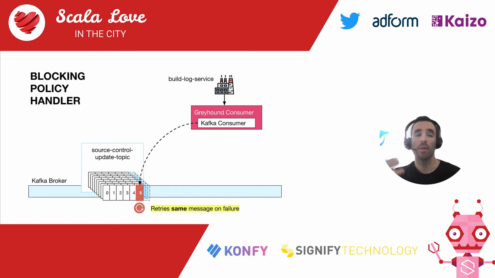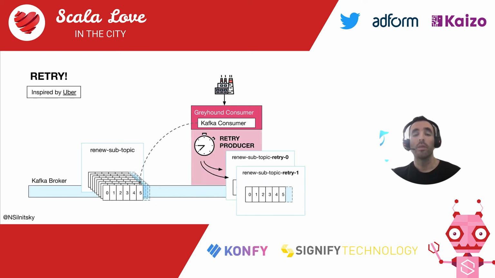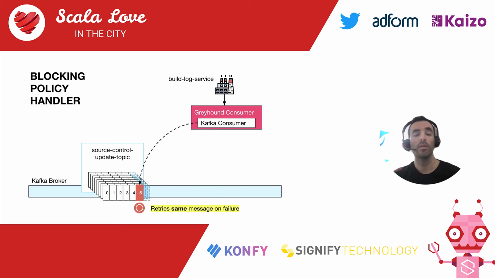Now, we also have a blocking retry policy because, of course, when you produce the message to the retry topic, you then commit it on the original topic, and then you can process new messages on the original topic and maybe even successfully process them, meaning you'll get out of order processing. So if you need to make sure that you have ordered processing, for instance, when a topic has update events from source control and you want them processed one by one in order.